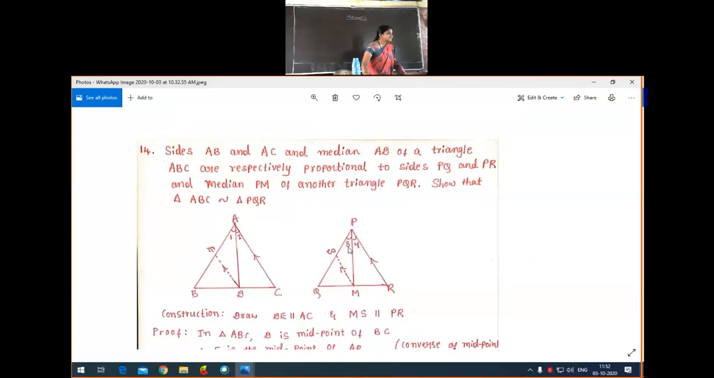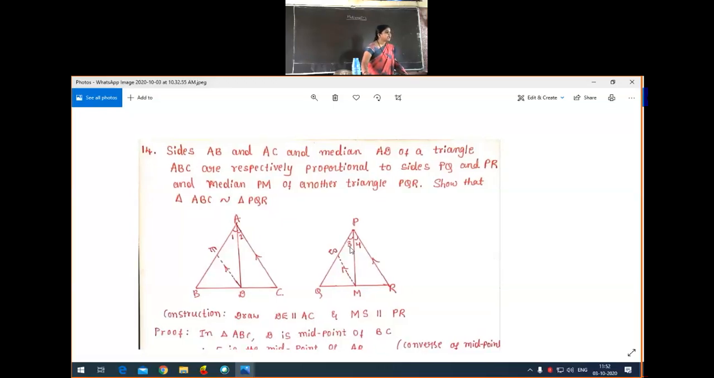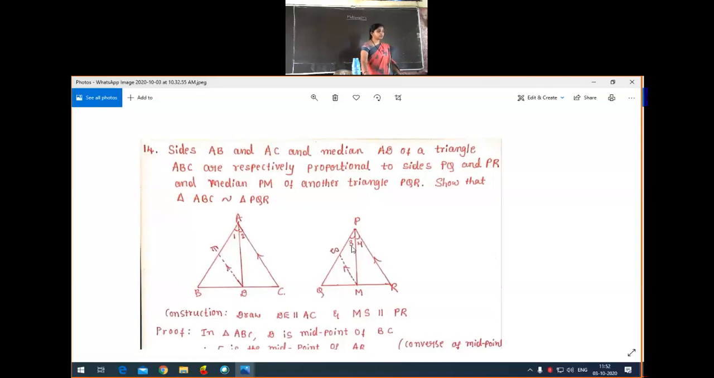See the question: sides AB and AC and median AD of triangle ABC are respectively proportional to sides PQ, PR and median PM of another triangle PQR. Show that triangle ABC is similar to triangle PQR. It is like the 12th question only.